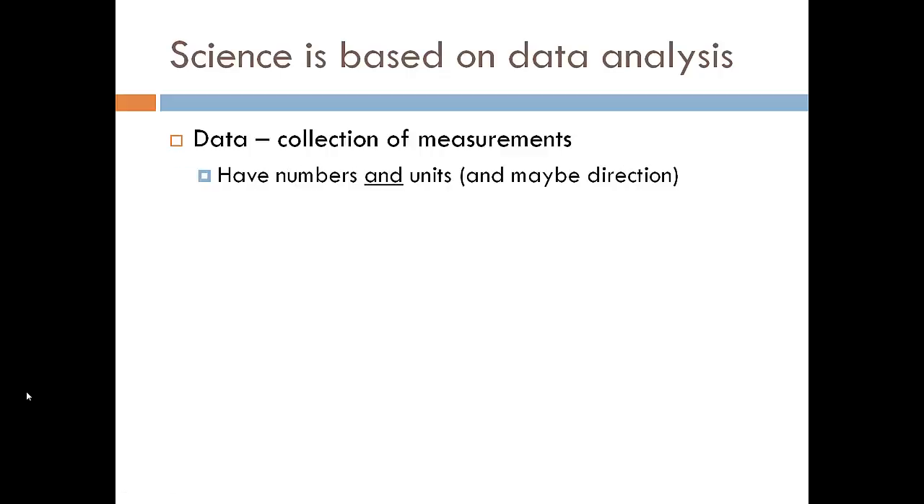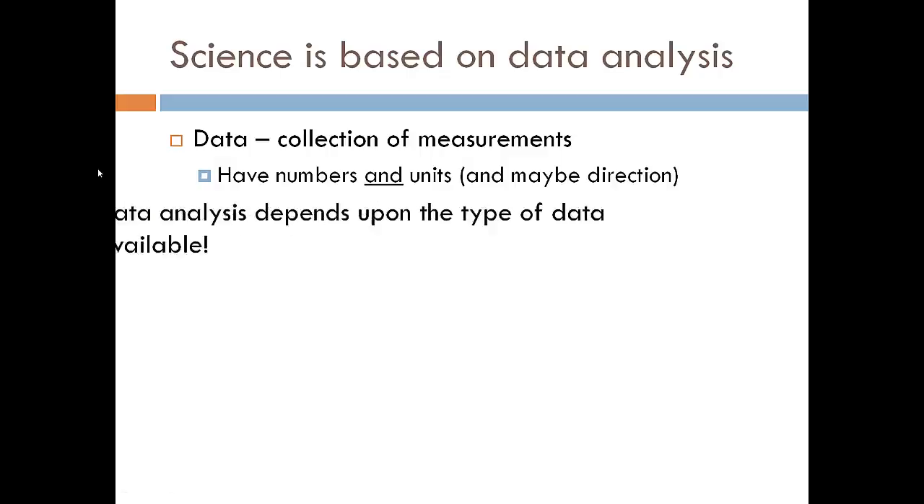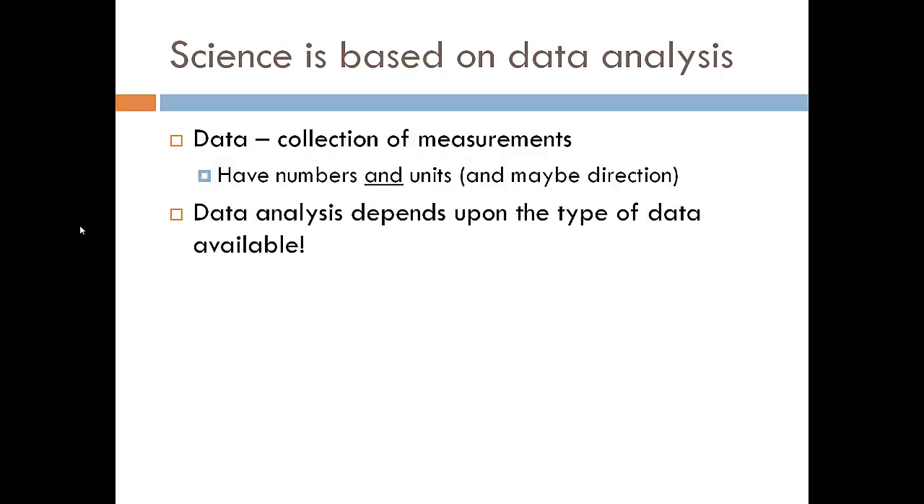What science always comes back to is data and data analysis. We're looking for patterns in the numbers that surround our lives. So just to recap, data is defined as being a collection of measurements, and these measurements have to have numbers and units in order to be data. Sometimes they have direction as well, but they're required to have the numbers and units.